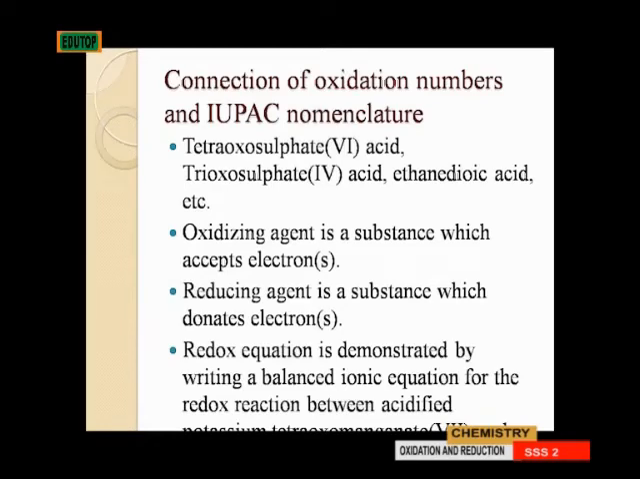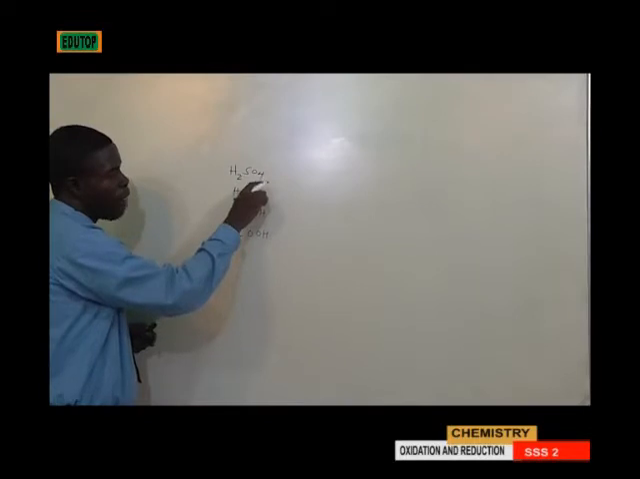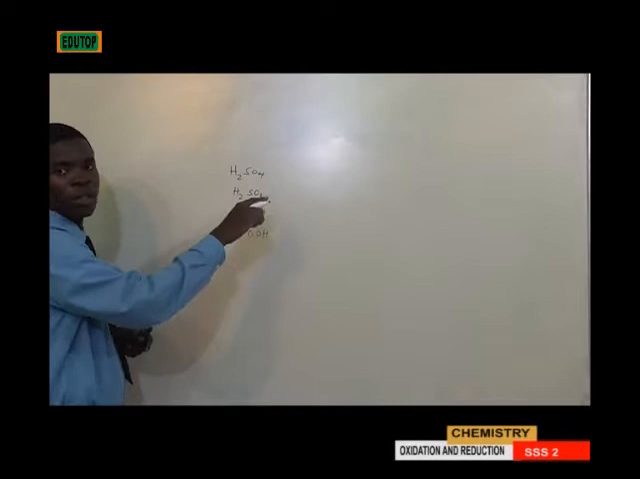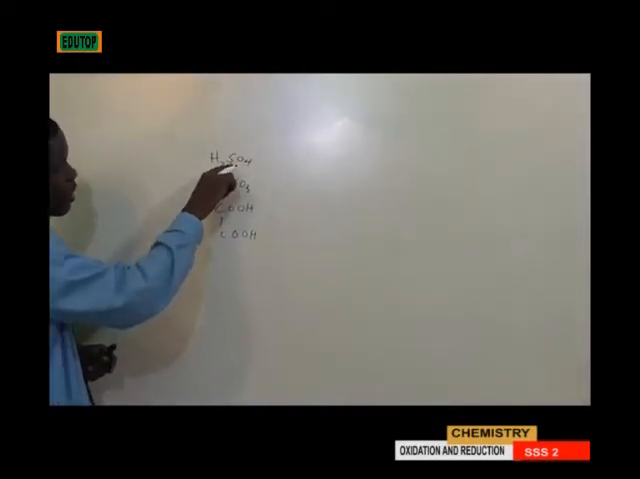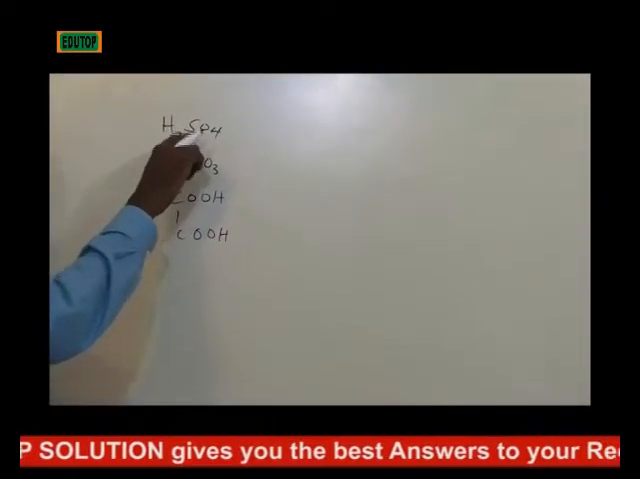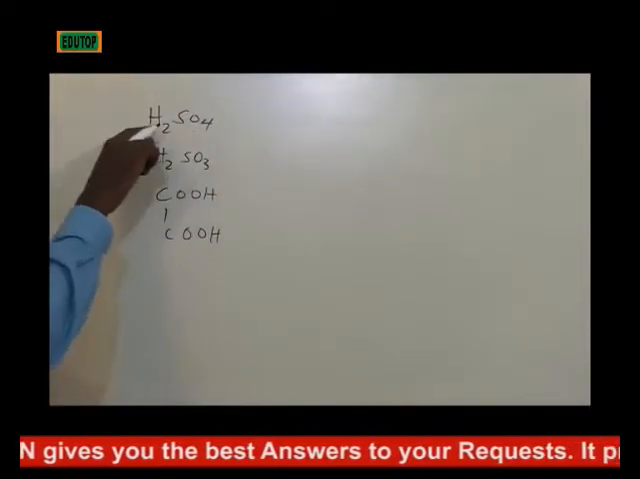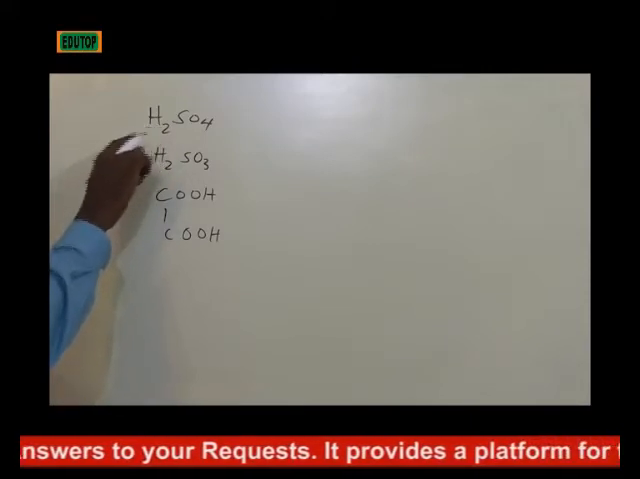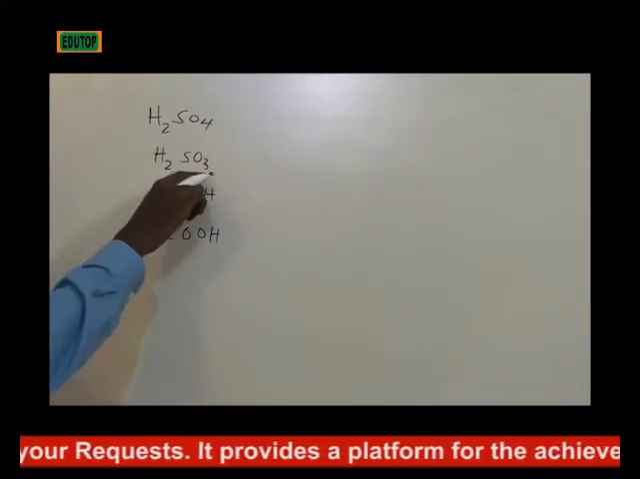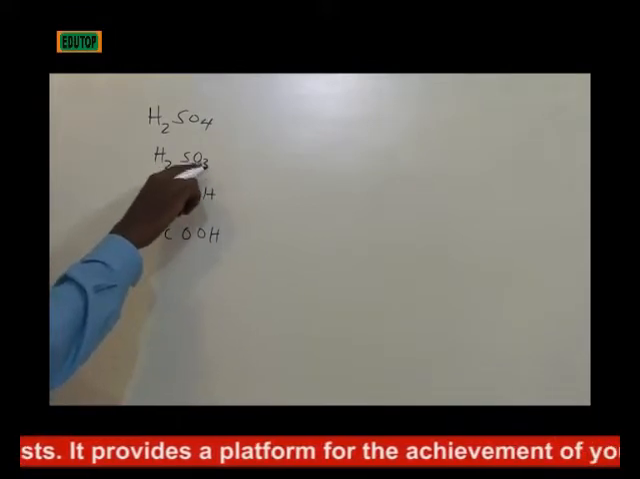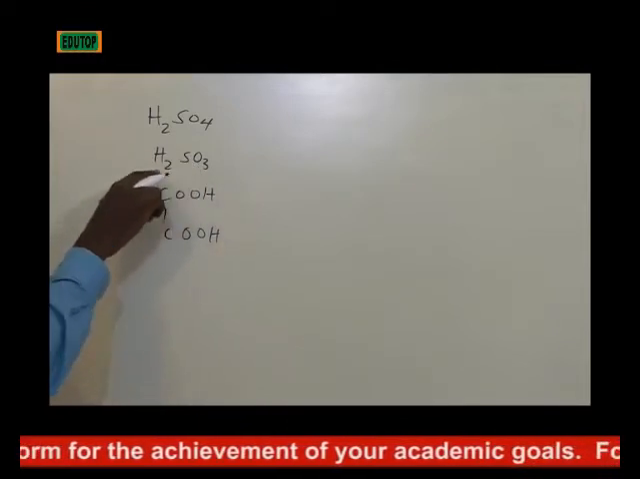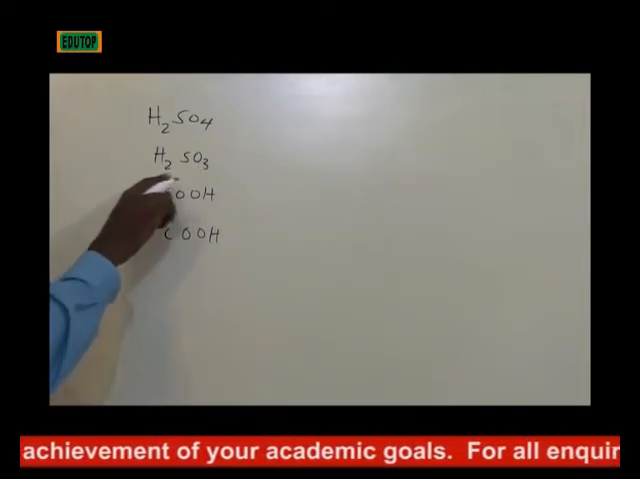Then ethane dioic acid. This is ethane dioic acid. Here the tetra came about as a result of 4 atoms of oxygen. In sulfate 6, the oxidation number of sulfur is +6, and what is responsible for the acid is the hydrogen, the proton. In the case of this, trioxo, as a result of the fact that it has 3 atoms of oxygen, the oxidation number of sulfur here is +4, and the acid is as a result of the hydrogen.